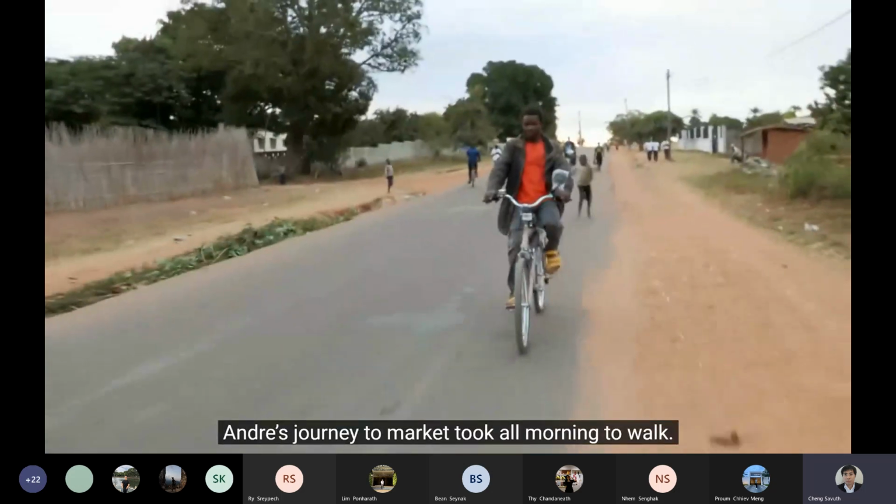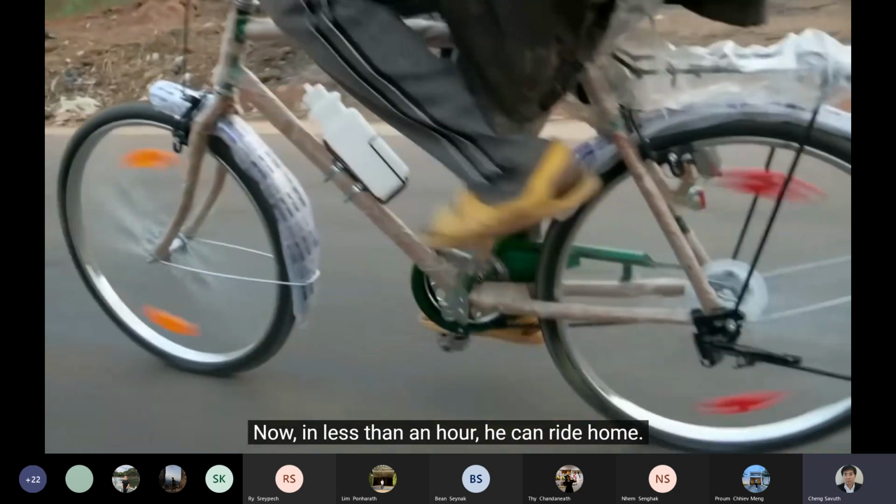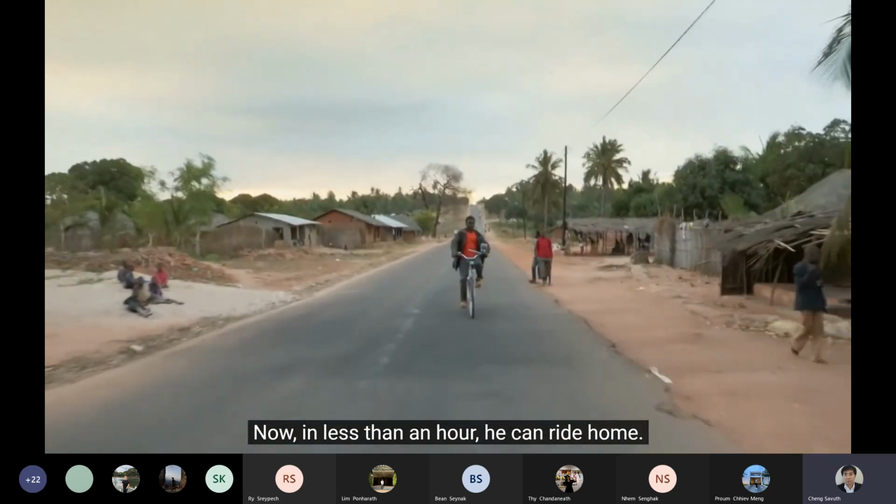Andre's journey to market took all morning to walk. Now, in less than an hour, he can ride home.